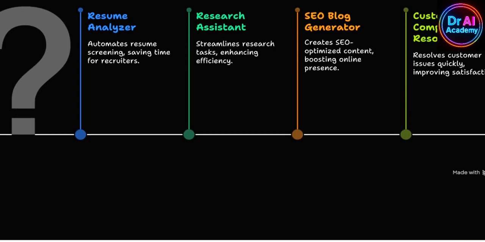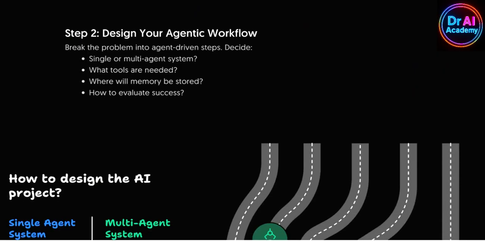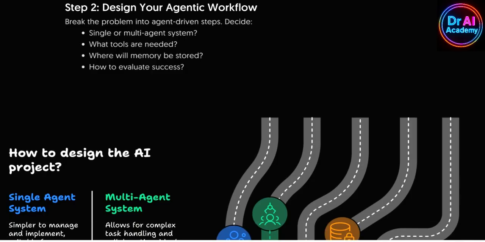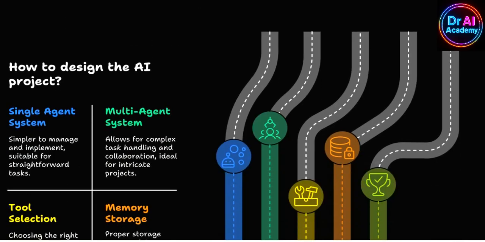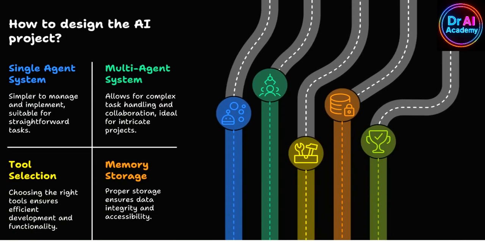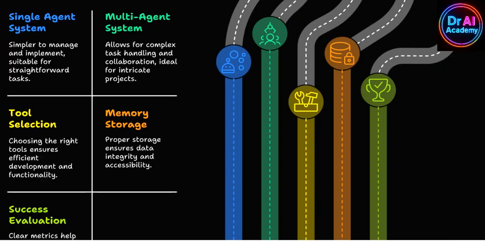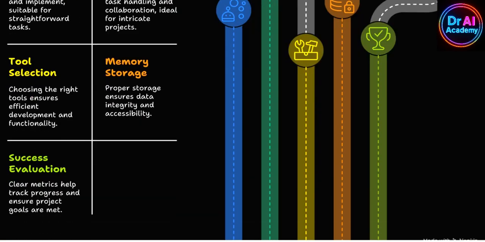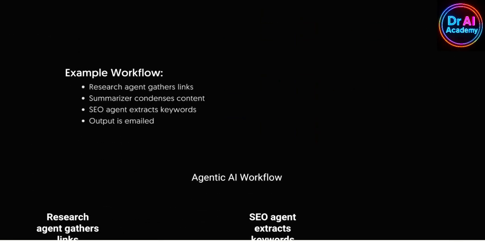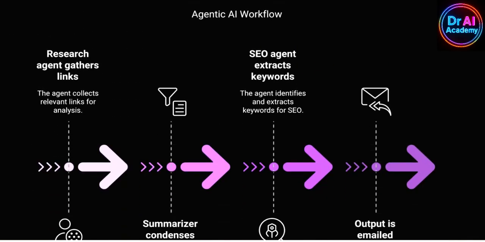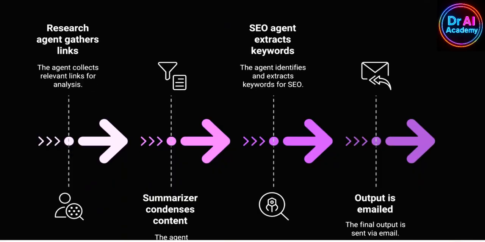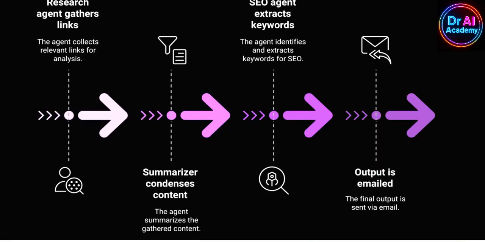Step 2. Design your agentic workflow. Break the problem into logical steps that an agent or group of agents can handle. Ask, is it a single agent or a multi-agent crew? What tools are needed? Where will the agent store memory? How will you evaluate success? Example workflow. Goal: summarize and tag 3 competitor articles. Research agent fetches links. Summarizer agent condenses content. SEO agent extracts keywords. Output is compiled and emailed.